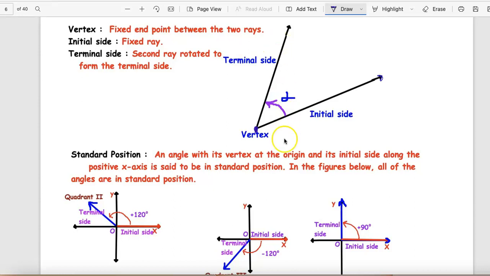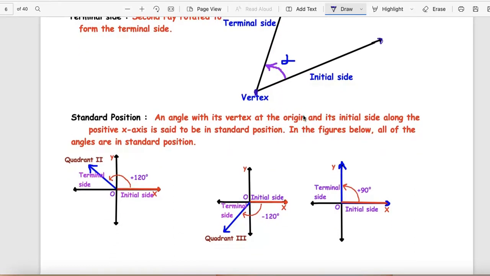Next is standard position, an angle which has its vertex at the origin. The keywords over here are vertex at the origin and its initial side, the starting side, along the positive x-axis. Such an angle is said to be in standard position. Now look over here. Initial side on the positive x-axis, that's your terminal side, and the vertex is at the origin. Now as you can see, this is going in a clockwise direction. This is a negative 120 degree angle.